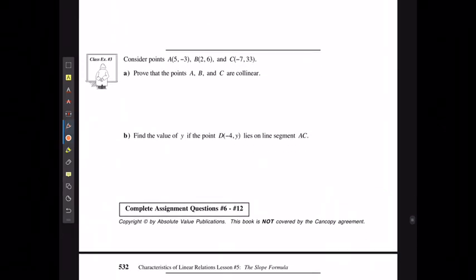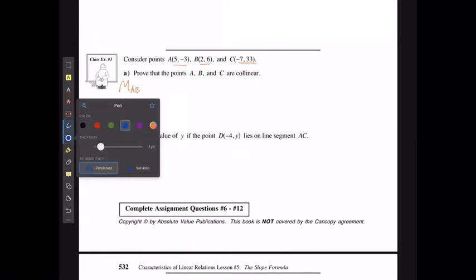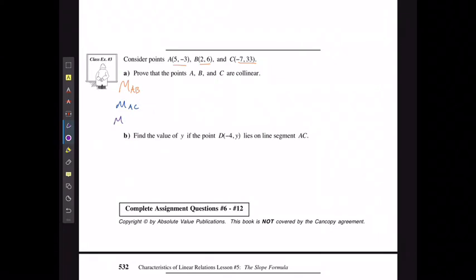So, if I have the points A (5, -3), B (2, 6), and C (-7, 33), and I need to prove that these points are collinear, then I have to figure out what the slope of AB is, what the slope of AC is, and what the slope of BC is. Going between all the different points, as long as the slopes are all the same, it is in fact collinear.